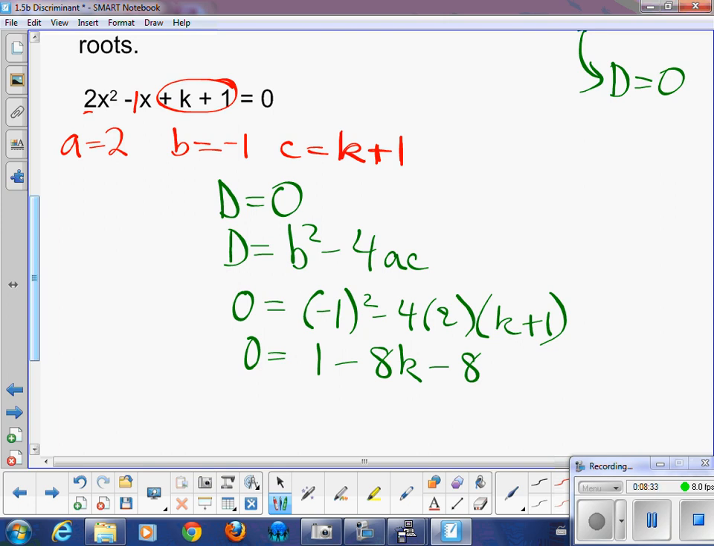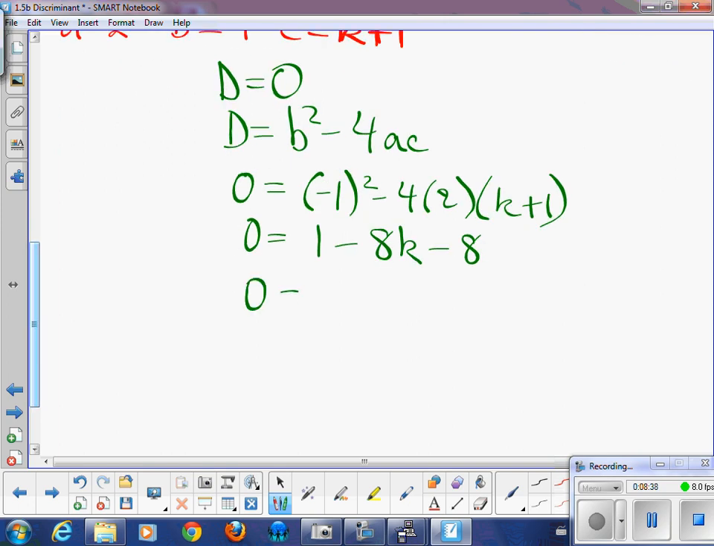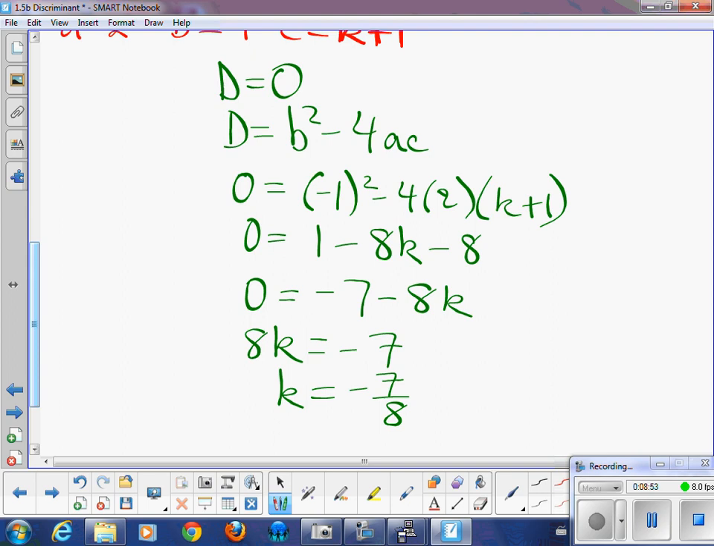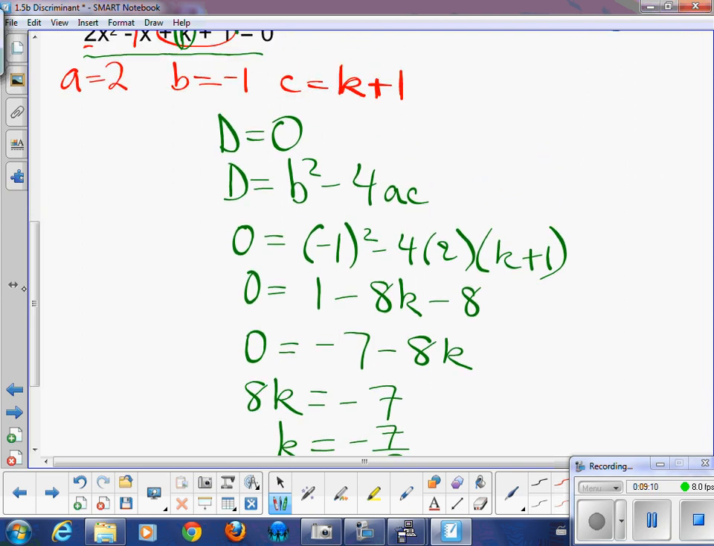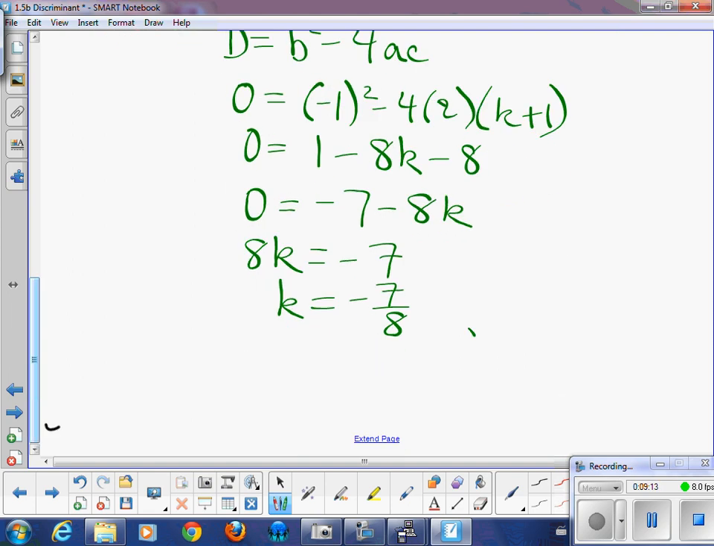All right, so now what we need to do is we need to gather like terms. So we're solving for k, remember. So 0 equals, so we have a negative 7 minus 8k. Get the k's to the one side, and then divide both sides by 8. So we end up with one value. If k equals negative 7/8, then I know that that equation they gave me to start with, this one up here, if just the k was negative 7/8, I would have real and equal roots. Okay, so those questions are the ones that might give you a little bit more difficulty.